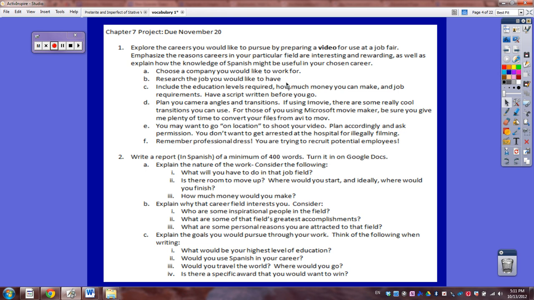Now, granted, you could make this up, and if you said you want to be a teacher, that would make it super easy, but that's kind of fibbing and stretching it for some of y'all. But research the job you'd like to have. Look and see what kind of education you need for it, how much money you could possibly make in that career field, job requirements, and write yourself a script. Plan your camera angles and transitions.